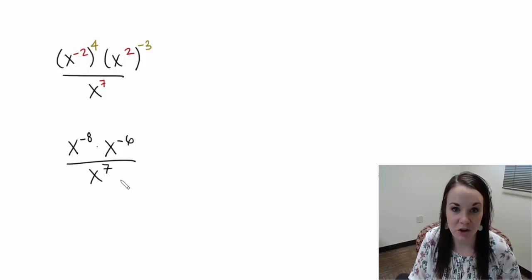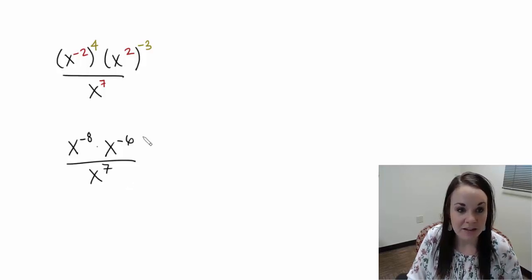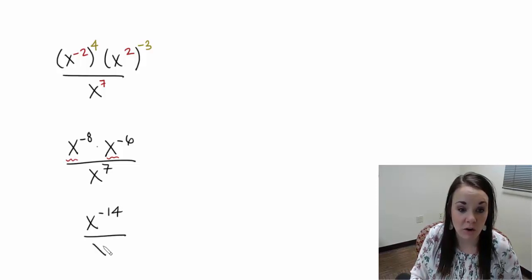Next, let's simplify that numerator one step farther. Whenever we have two variables that have the same base, in this case they're both x, and they both have an exponent, we add their exponents. So the negative 6 and the negative 8 will be added. So we end up with x to the negative 14th power over x to the 7th power.